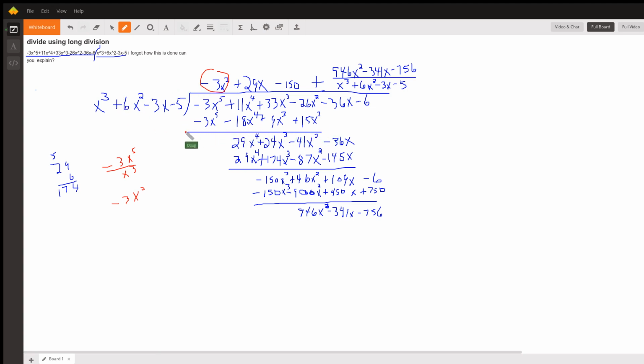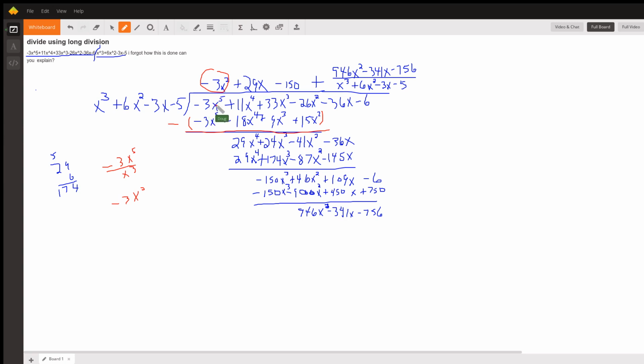And now different teachers will tell you what to do at this point differently. I do not like to change the signs of these terms below. I like to do that mentally. We're subtracting this entire polynomial here from the one above it. So that means mentally you're going to change every sign and then add it to the term above it.